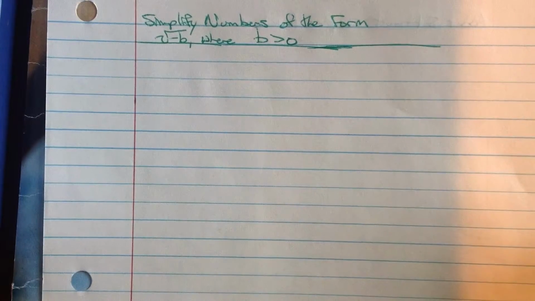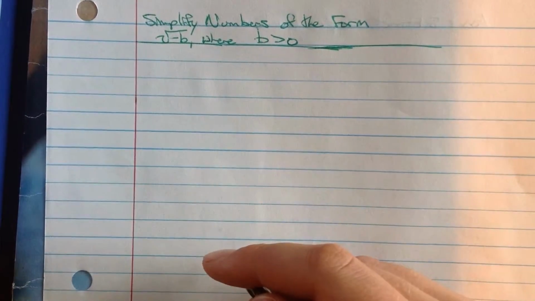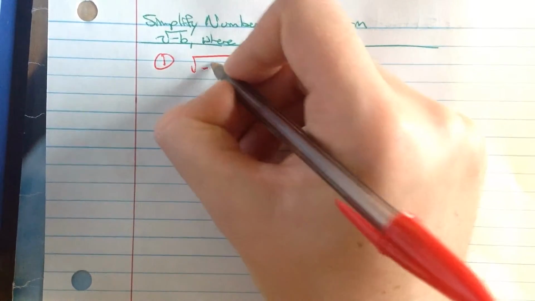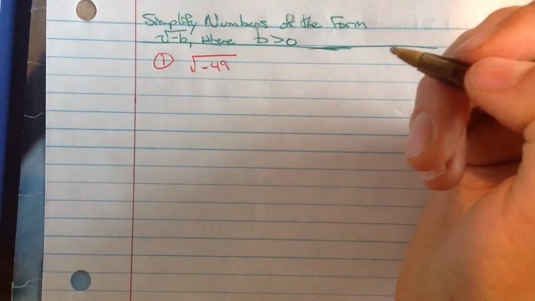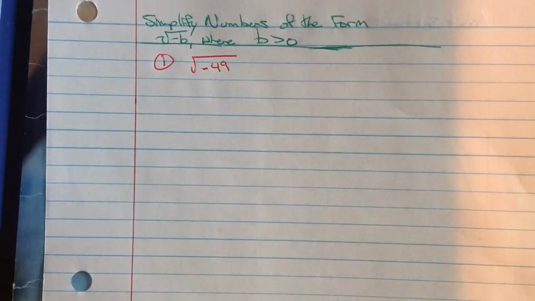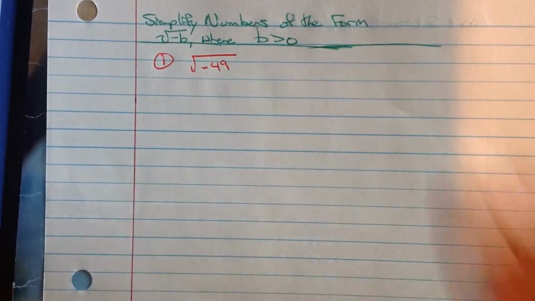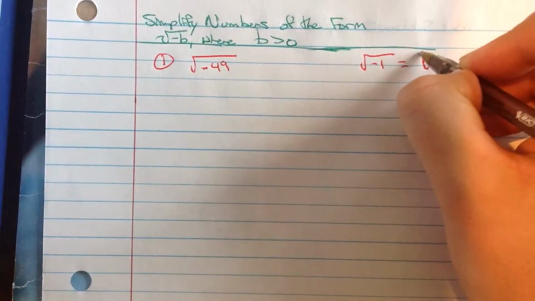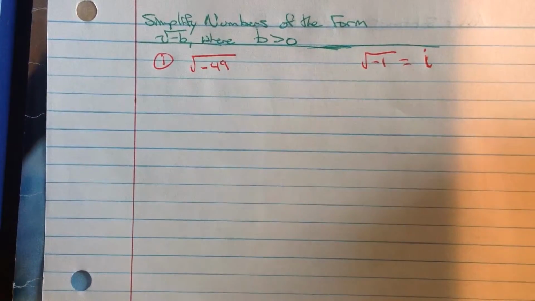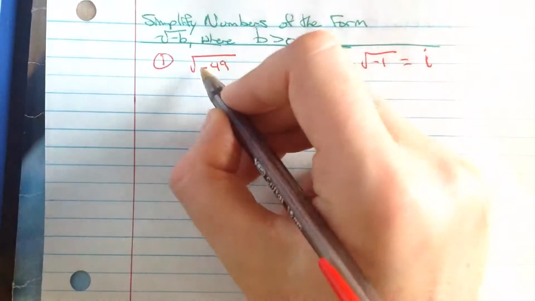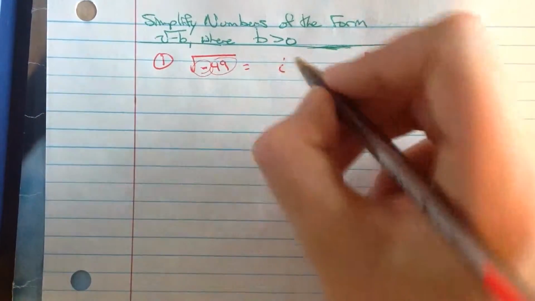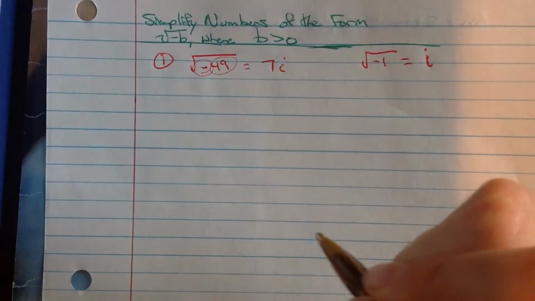Simplify numbers of the form square root of negative b, where b is bigger than 0. I told you a while back we'd get two examples where we can take square roots of negative numbers. There's this realm called imaginaries, and the square root of negative 1 is equal to what's called i, an imaginary number. So we can look at this and say the square root of the negative part brings out an i, and the square root of 49 brings out 7.